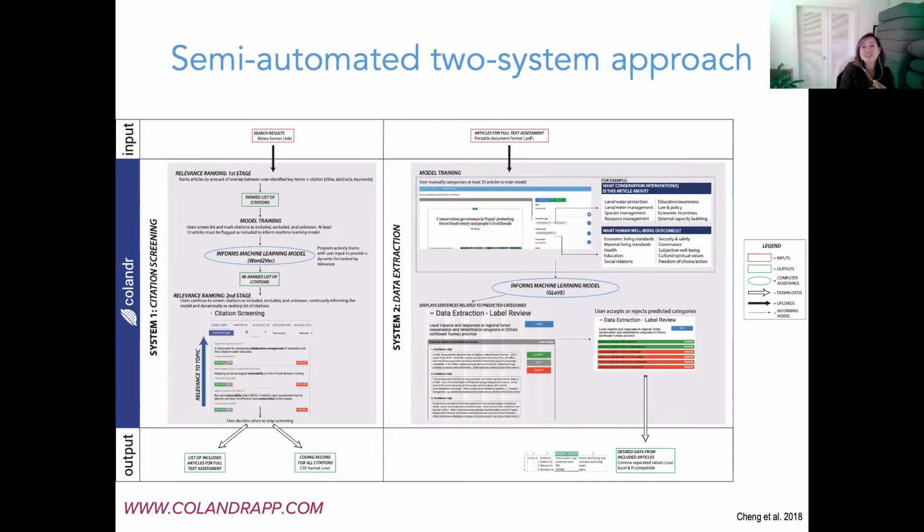So what emerged from this was Colandr, which is a semi-automated two-system approach for evidence reviews. And so what Colandr does is it sets up two systems, one for relevance ranking of citations and the other for semi-automated labeling of included documents. So I'm just going to go through a bit about the technical background of Colandr, how it works, how it could be useful, and then talk about some of the challenges of this process itself and some of the lessons we've learned from it.